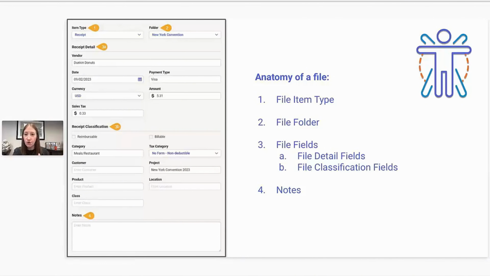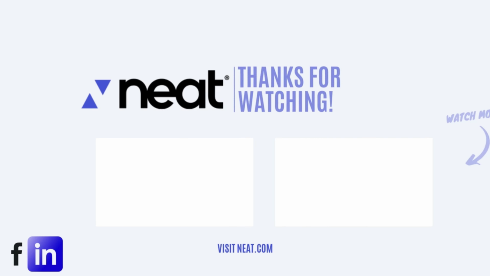And then underneath all of your file fields is the last section of a file, which is your notes. And the file notes are separate from your file fields. With file fields, you can do things like filter and, you know, you can run reports using all your file fields, where you can't with your file notes. So they are 2 separate sections.